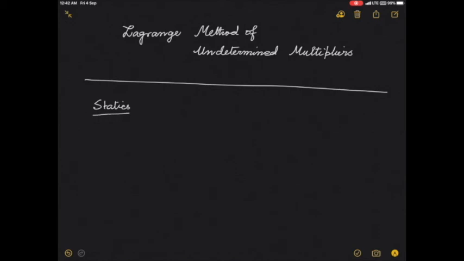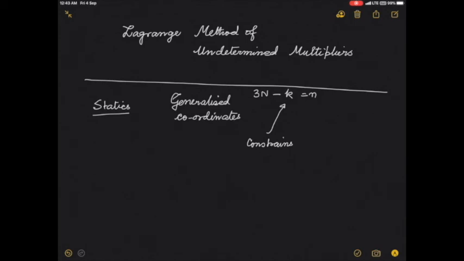And remember, for the statics, if I am working in generalized coordinates, which means that to start with I have 3n coordinates, n particles, 3n Cartesian coordinates, and I have some, say, k constraints, and I get small n number of degrees of freedom. So let me just remind you, these are constraints, and this is degrees of freedom, right?